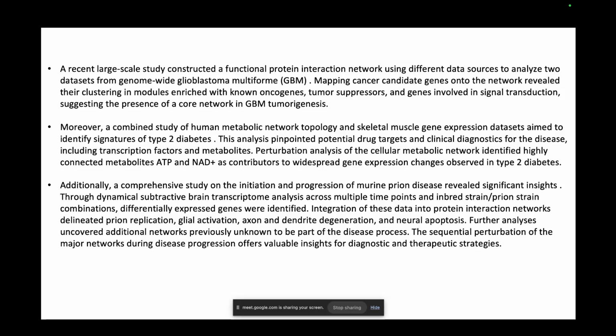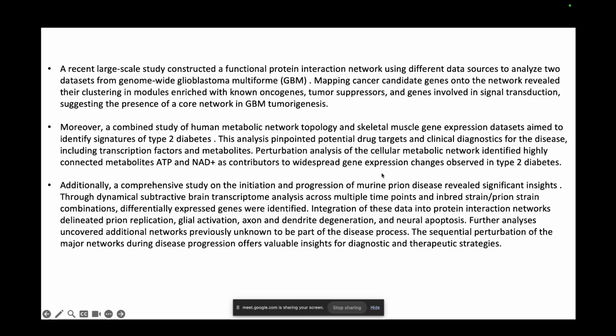So each of these networks will vary in different types of phenotypes. The connections will vary. So identifying these particular networks for particular diseases becomes very important if you want to target different nodes in the network, which means different genes or different proteins inside the network, right?